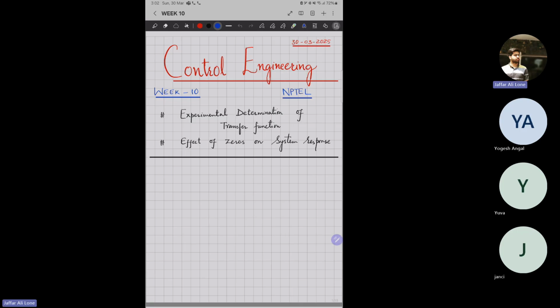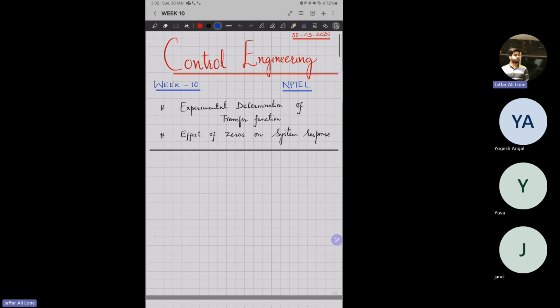Okay, so let's start. Very good afternoon, everyone. So it's our week 10, and today we'll be solving problems on the experimental determination of transfer function. We'll also be seeing the effect of zeros on the system response.